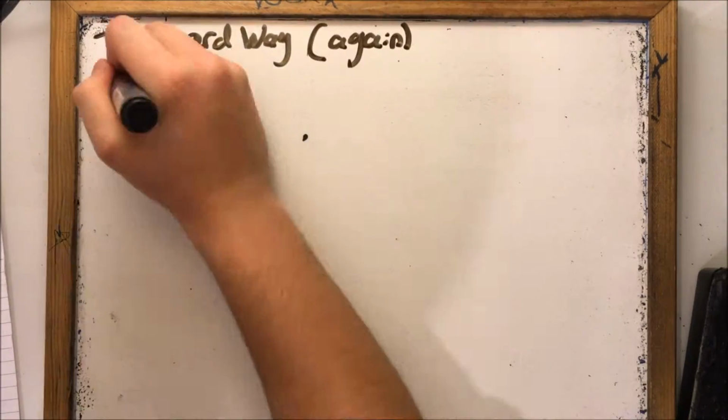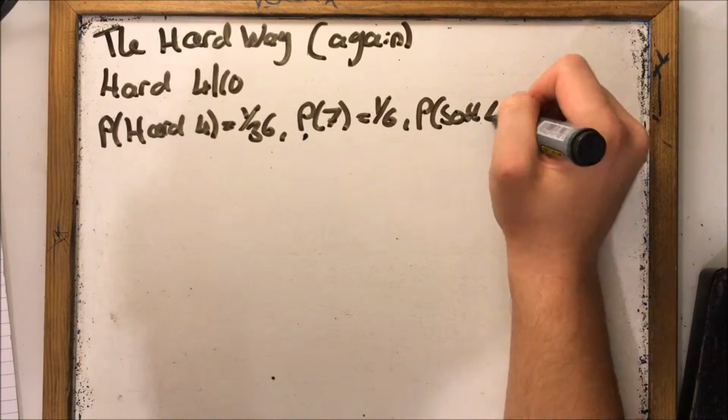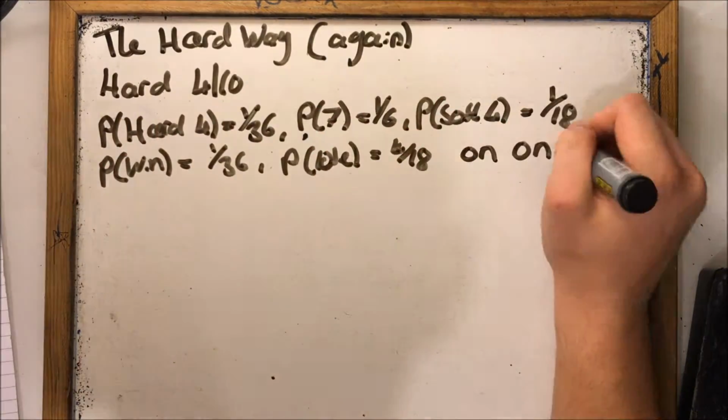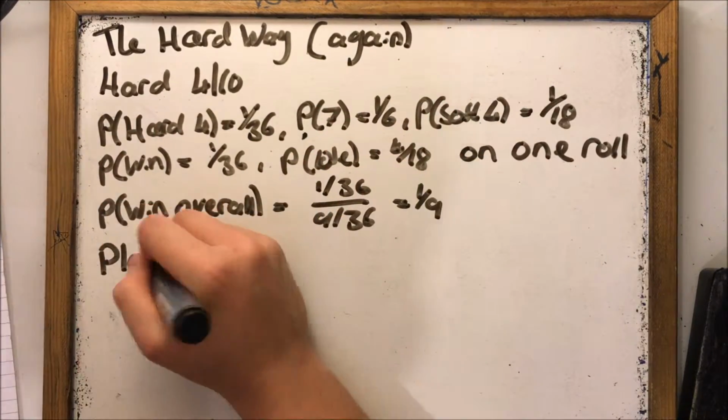The same thing can be done for 4 and 10, also having the same probability as payouts as each other, so they can be treated the same. Doing the same process, we get a player's edge of minus 11.11%.